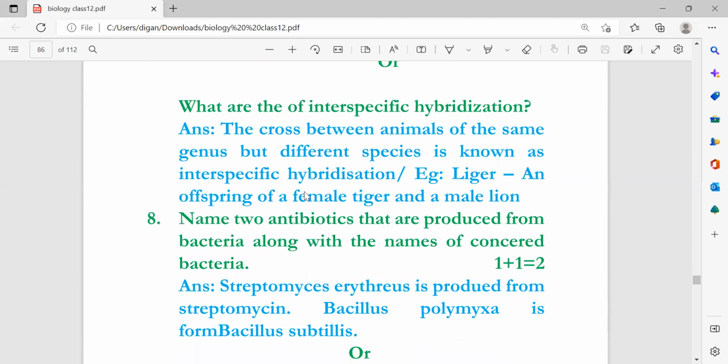Next question, what is interspecific hybridization? The cross between animals of the same genus but different species is known as interspecific hybridization. For example, liger is an example, which is an offspring of a female tiger and a male lion.